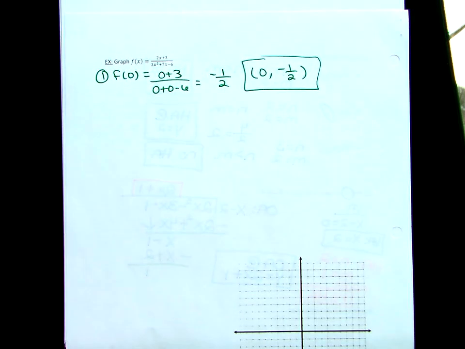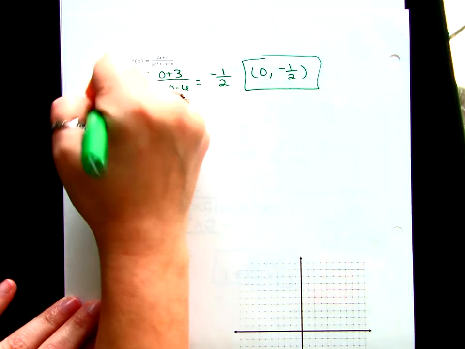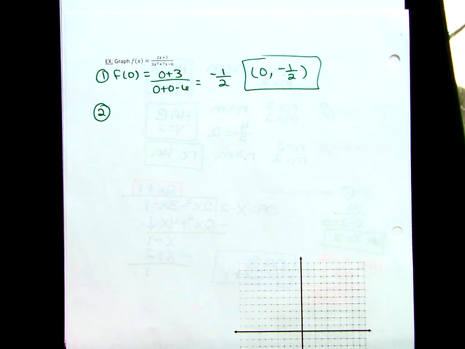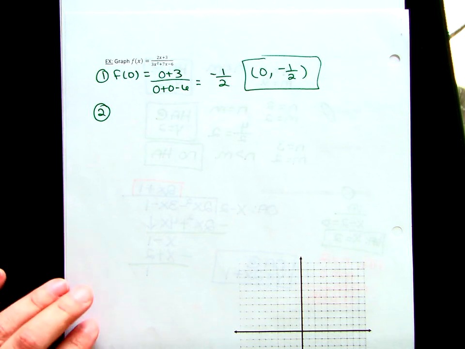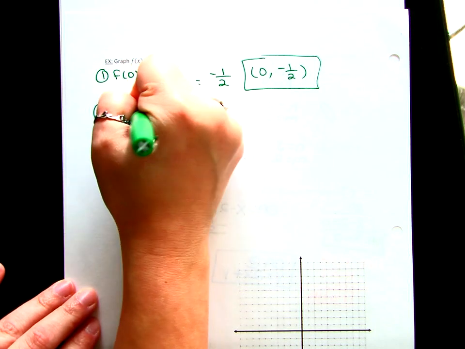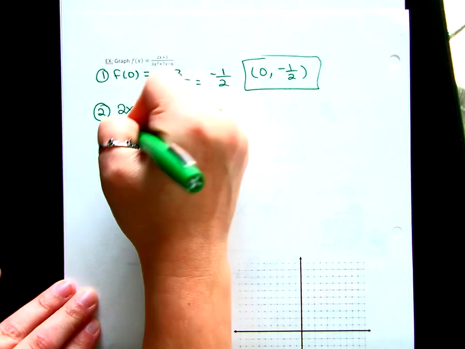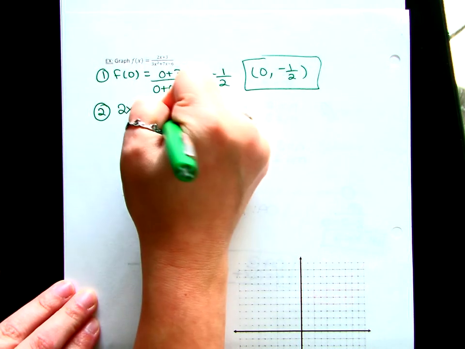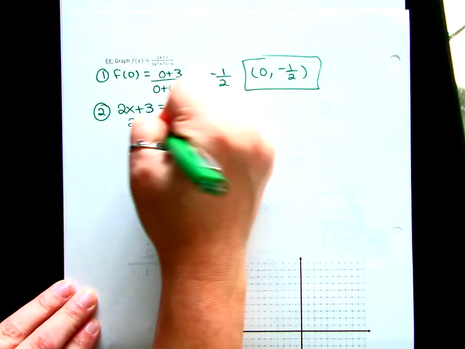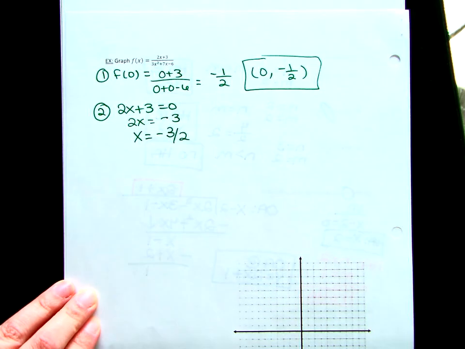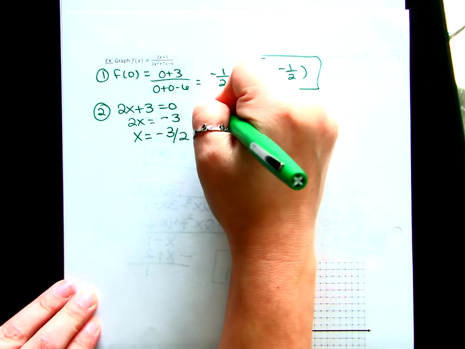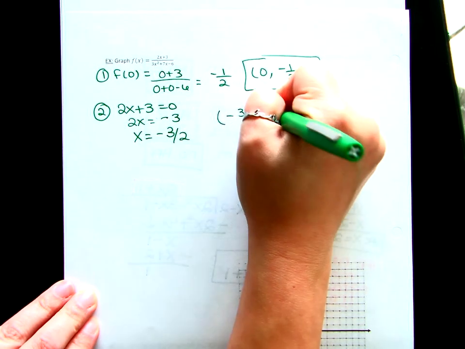Step 2, we find our x-intercept, and that's by taking the numerator, or the top, and setting it equal to 0. 2x plus 3 equals 0. Subtract the 3. Divide by 2. And I find that I have (-3/2, 0) as my x-intercept.